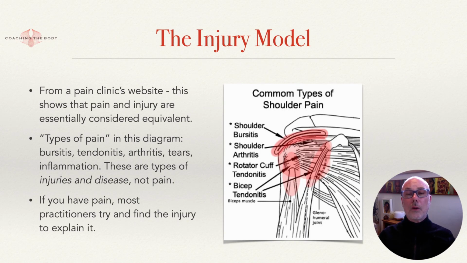So this injury model is just built into our medical system. This was an image that I found on a surgeon's website. Types of shoulder pain. Well, it's funny to call this types of pain because these are types of disease and injury. Bursitis, arthritis, tendonitis. These are common throwaway garbage diagnoses. They don't know that that's where your pain is coming from. They localize it based on where you're feeling your pain. Oh, it's over your bicep tendon, so you have bicipital tendonitis, and that's just nonsense.